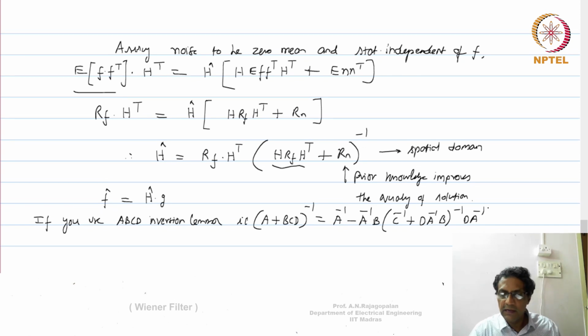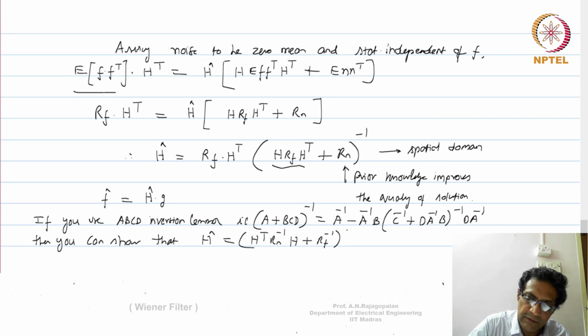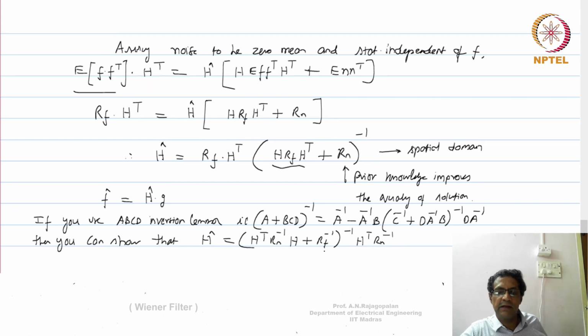Your head might swoon if you look at this inversion lemma, but it is not so bad. If you use this inversion lemma in this equation, with a small trick, you can show that H hat can be equivalently written as H transpose Rn inverse, H plus Rf inverse, the whole inverse, into H transpose Rn inverse. I leave it to you to show this. So another way to look at it is that the prior, which is in terms of the image information, the covariance, some kind of statistical information, can be brought in either in this form as we have seen here, or in this form. In either case it is a prior that is entering the picture in order to improve the estimate of your F.